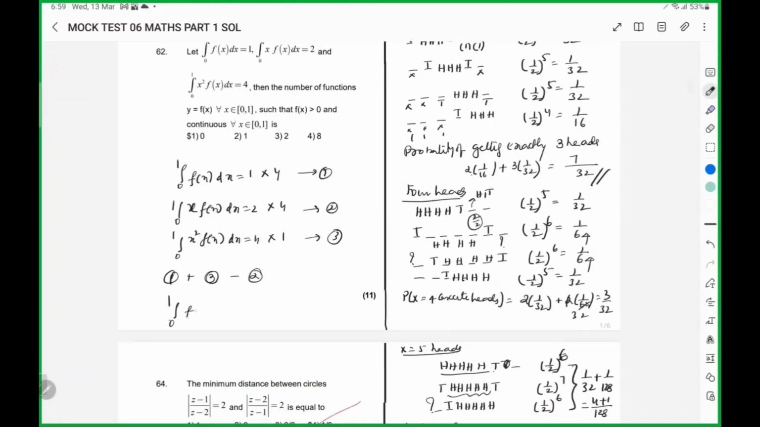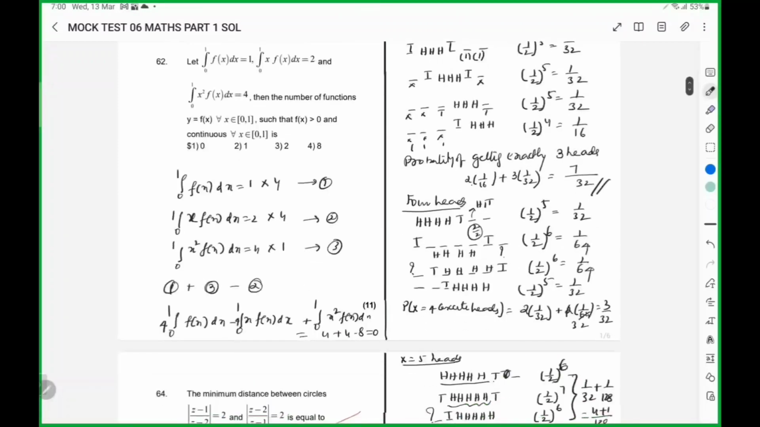Integral 0 to 1, f of x dx, minus integral 0 to 1, x f of x dx, plus integral 0 to 1, x square f of x dx. So this I multiplied with 4. This also I multiplied with 4. 4 plus 4 minus 8, 0.